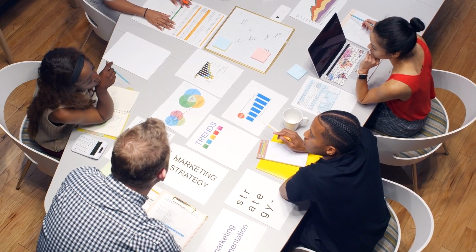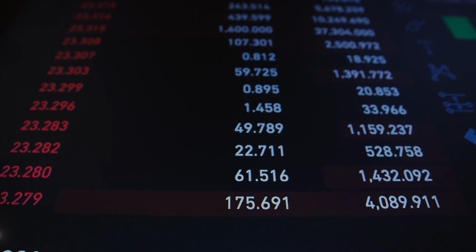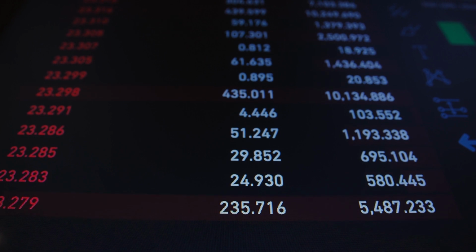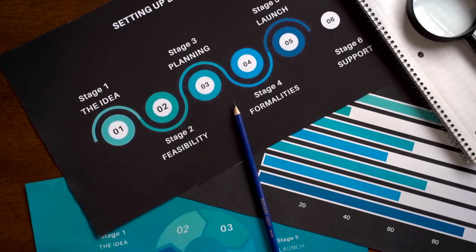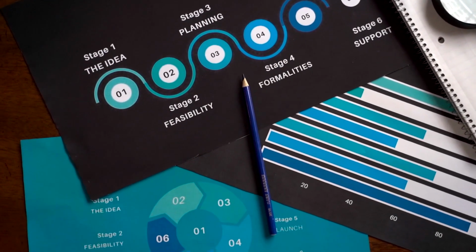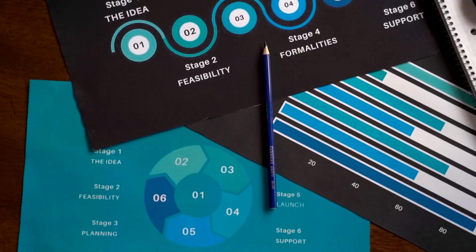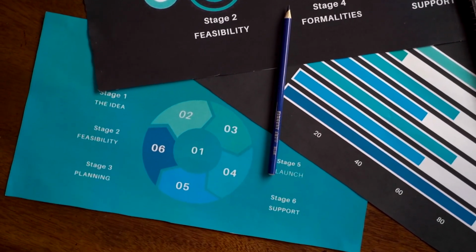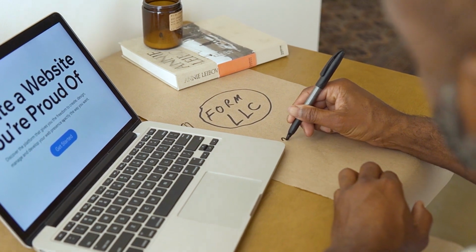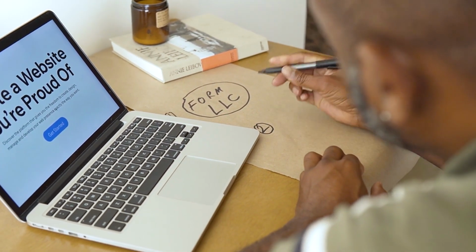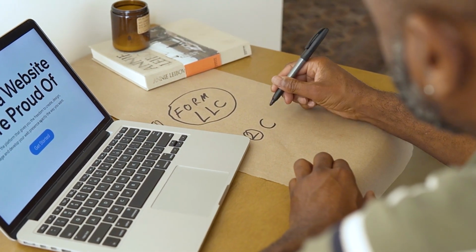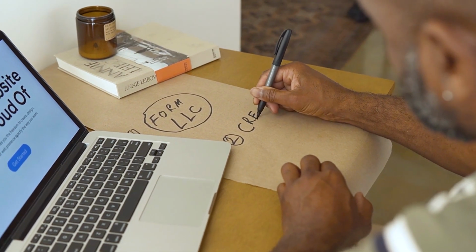Step eight, drive traffic to your site. To generate affiliate sales, you need to drive traffic to your website. There are many ways to do this, including social media, email marketing, search engine optimization, and other digital marketing strategies. Use the channels that are most effective for your niche and target audience, and create a consistent marketing plan that promotes your website and content.